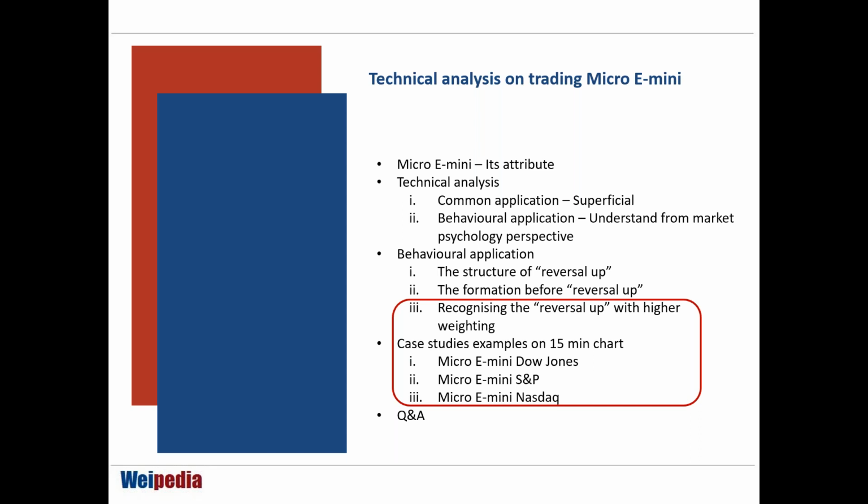Then, especially those with good weighting, followed by that, we will not be done without practical, so we're going to do quite a bit of practical here. I'm going to study the E-mini Dow Jones, E-mini S&P, and Micro E-mini NASDAQ. After that, we're going to reserve about 5 or 10 minutes for Q&A.